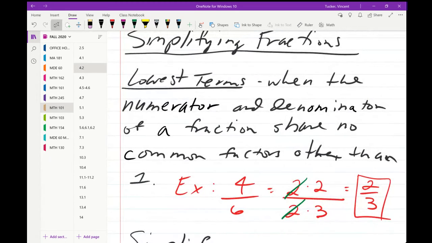So we have 4/6. I can break up 4 and 6 into 2 times 2 and then 2 times 3. The 2's cancel. You say cancel for lack of a better word, but 2/2 is equal to 1. So then it just breaks down to 1. That leaves us with 2/3 as our most simplified way of expressing that fraction.